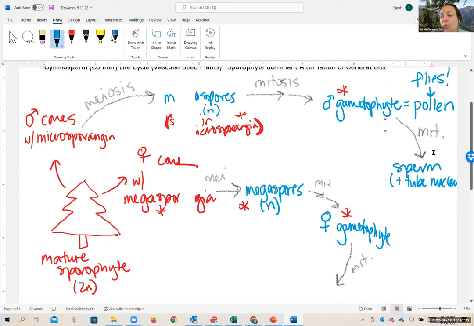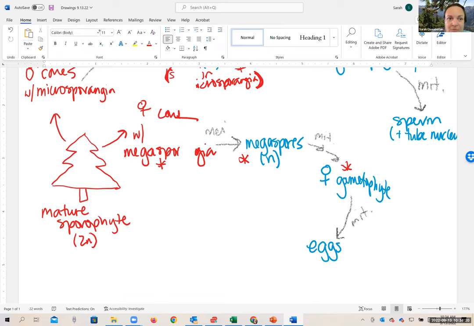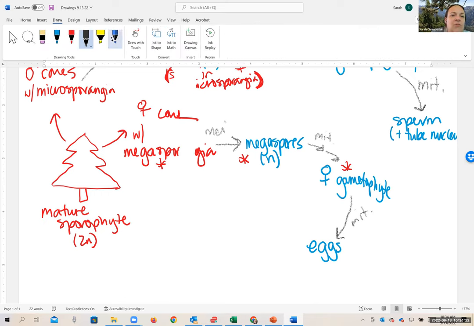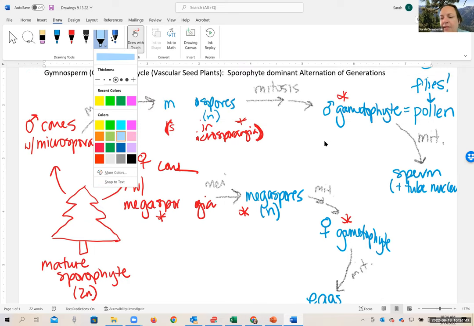Okay. And so the wind carries our pollen. Let's do a different color for wind. I need a new pencil. I don't like an action pen. I'll use this, but I'm going to change my color to that. Okay. So my pollen grain is going to blow in the wind.